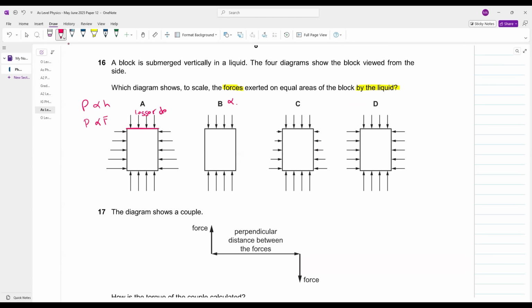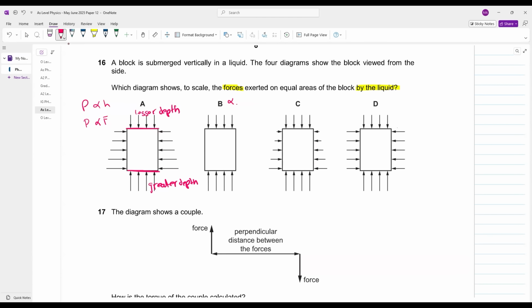We are at a lesser depth, hence we have smaller arrows, a smaller force. Here at the bottom surface we have a greater depth, greater force, greater pressure. Okay, same is the case for C and D. Now in D, there is an issue.